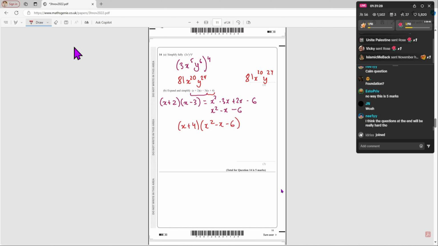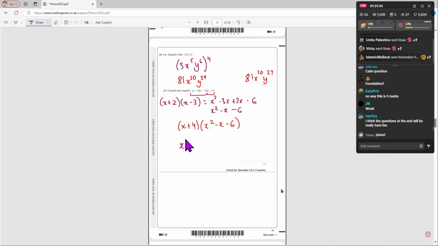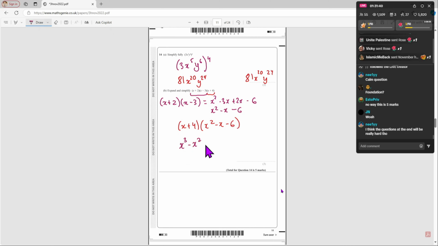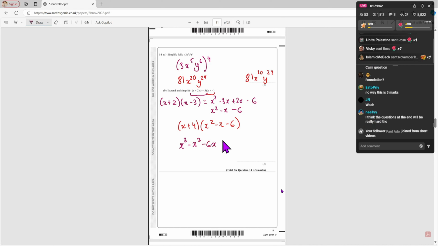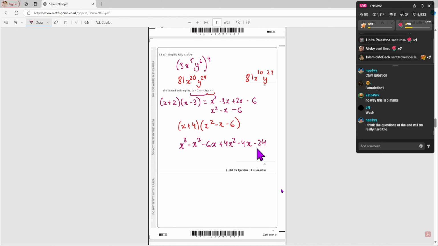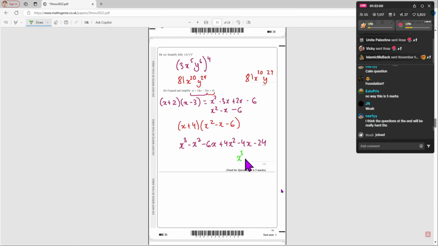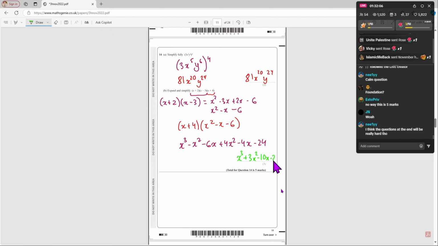And then what we're going to do is expand this out. So x times x squared is going to be x to the power of 3. X times negative x is going to give us negative x squared. X times negative 6 is going to give us negative 6x. 4 times x squared is going to give us plus 4x squared. 4 times negative x is going to give us negative 4x. And then minus 24. Once you have done that, you're going to simplify your answer. And the simplified answer is going to be x cubed plus 3x squared minus 10x minus 24. And that is going to be your simplified answer. Okay?